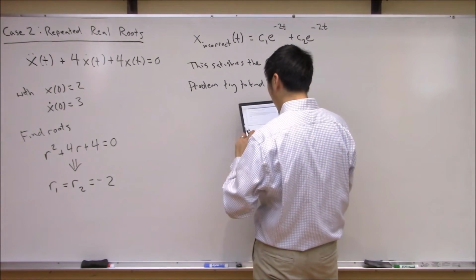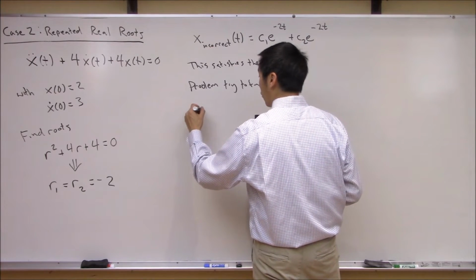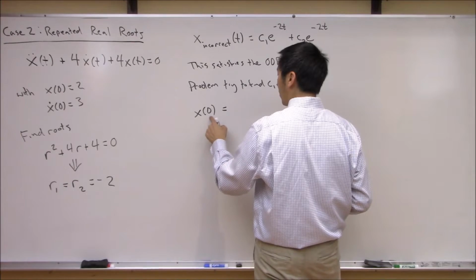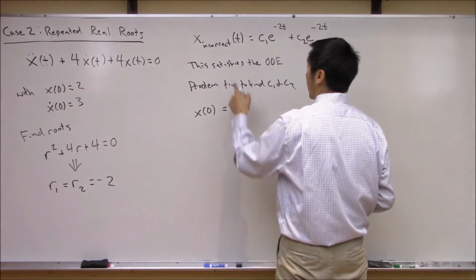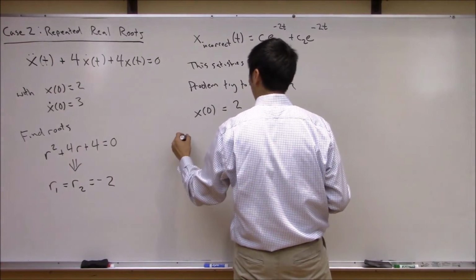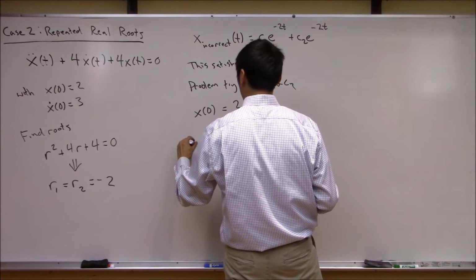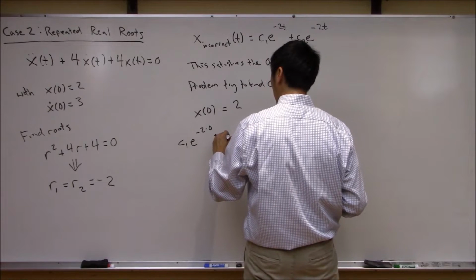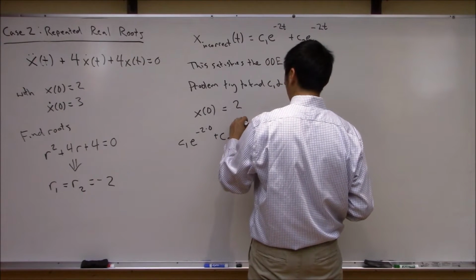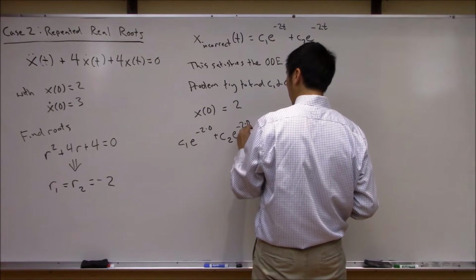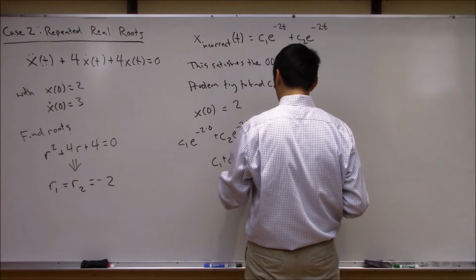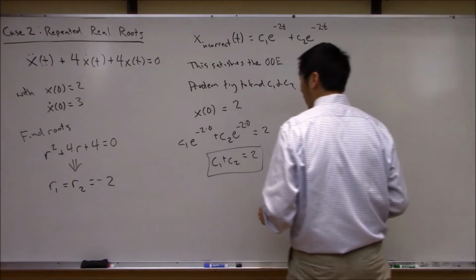If I try to apply the initial conditions for position, let's try to apply the first one where I said that x at time 0 has got to equal 2. The left-hand side is going to be c1 e to the negative 2 times 0 plus c2 e to the negative 2 times 0, and it's got to equal 2. So you're going to have an equation of c1 plus c2 is equal to 2. You box that up and save that.